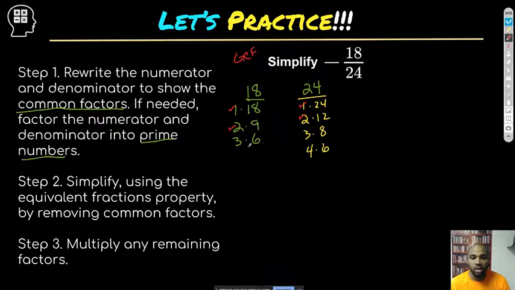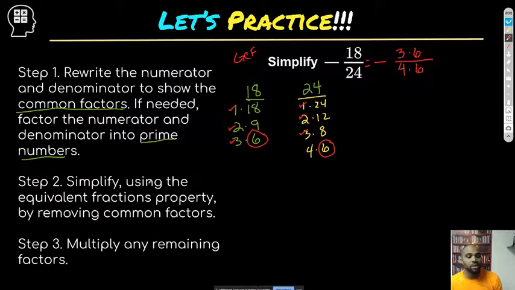So these are in common. They have a 3 in common, but the biggest one they have in common is a 6. So that's what I want to take out. So we're going to rewrite this numerator. This equals negative, and we're going to draw a line here. And instead of 18, we're going to say that's the same thing as 3 times 6. And instead of 24, we're going to say that's the same thing as 4 times 6.